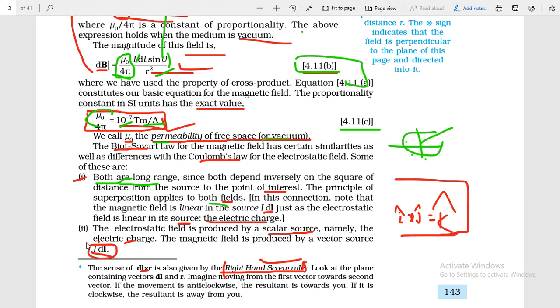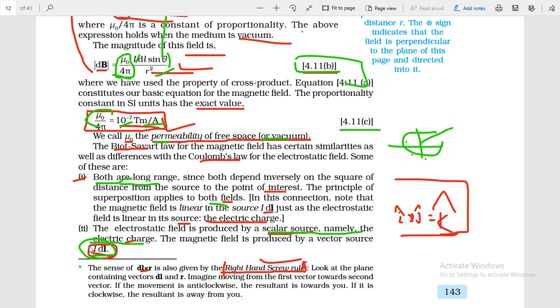Okay. Now the next one is that the electrostatic field is produced by a scalar source, that is charge. Students, charge is a scalar source, so you can see here charge. But the magnetic field is produced by a vector source, that is Idl. Idl together is a vector because you know that dl is a displacement or a length, but it can be represented in terms of vector displacement here.